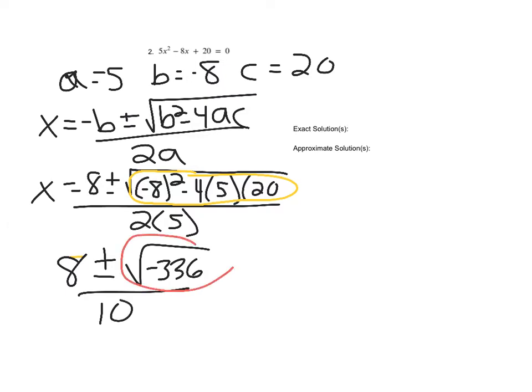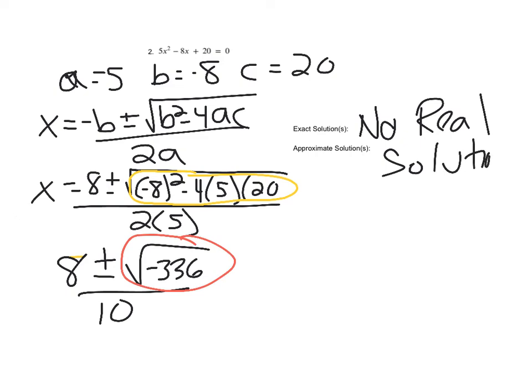Step 2 is to simplify your radical. So if you type the square root of -336 into your calculator, you should get error, or no real solution, I might say. So for this one, I'm done, and I need to write no real solutions.